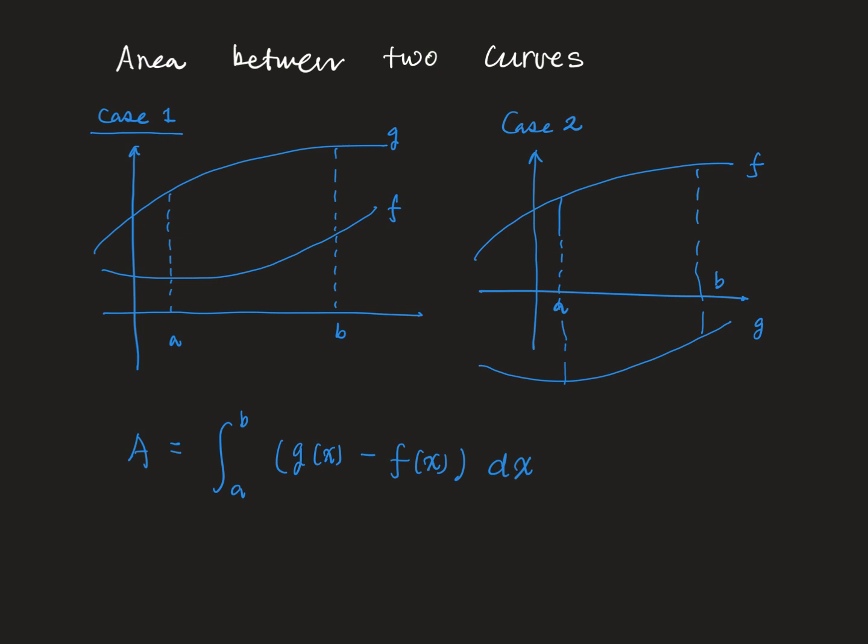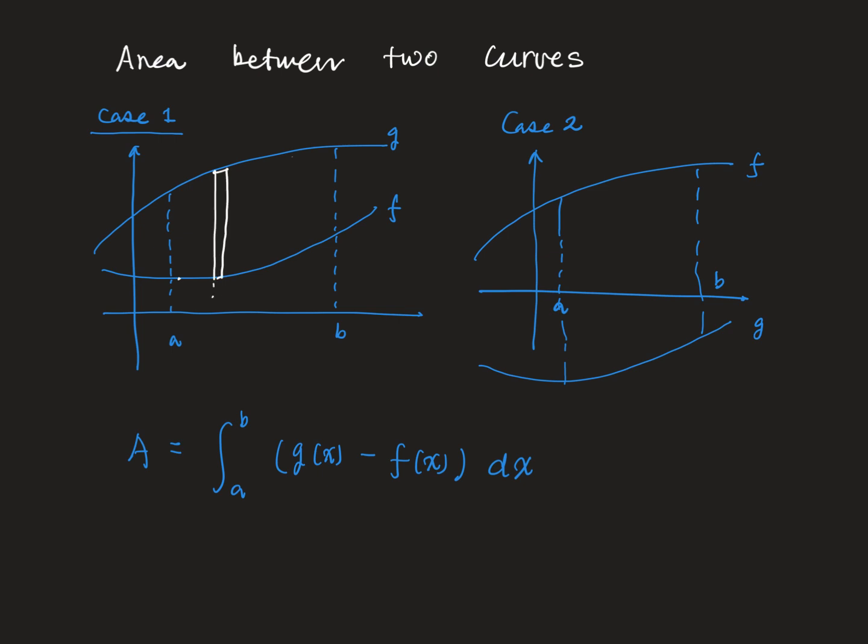So the first case is g and f. How are we going to find the area between the two curves? We want to find the area between the two curves, so let's make a rectangle. I'm going to erase this shaded part, then we're going to make a rectangle. Here is one rectangle.